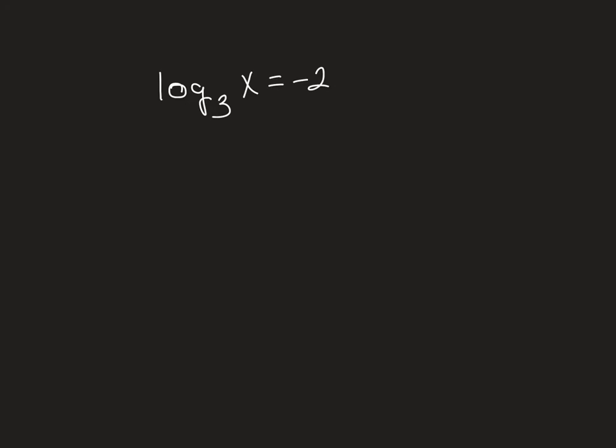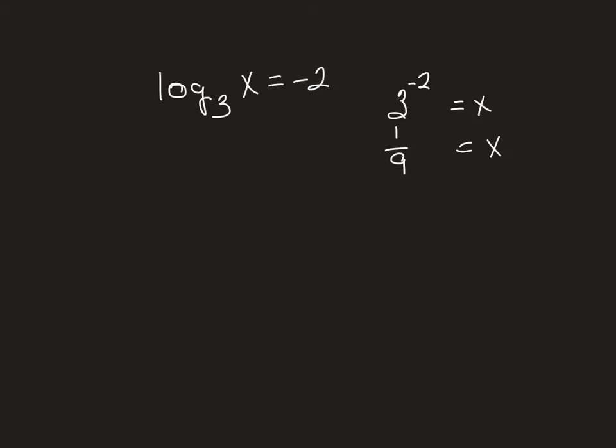Now we want to look at how we can solve logarithmic equations. Here I have log base 3 of x equals negative 2. Well, in order to solve this one, we can simply rewrite it as an exponential equation. 3 to the negative 2 equals x, and x is 1 over 3 squared, or 1/9. That one's pretty easy to solve.